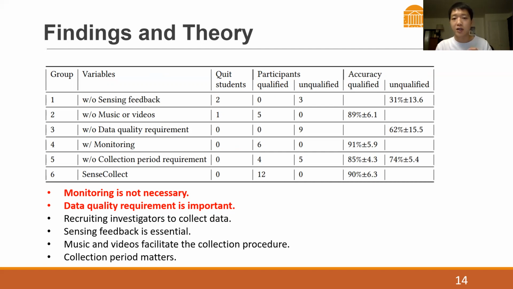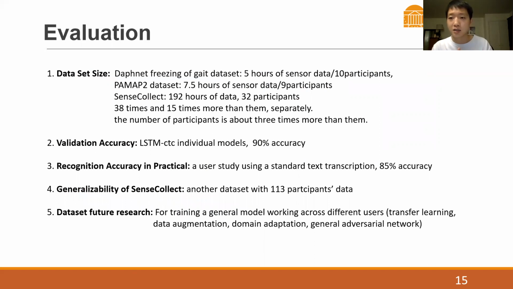Through these findings, we made these instructions, and we collected this finger writing data of 192 hours from 32 participants in just 1 week. This is much larger than the accessible HAR data we have nowadays. And we also evaluated the accuracy and quality of this dataset offline as well as in the real world.